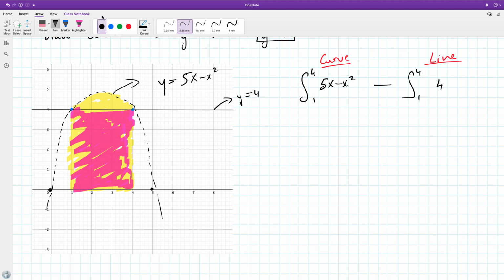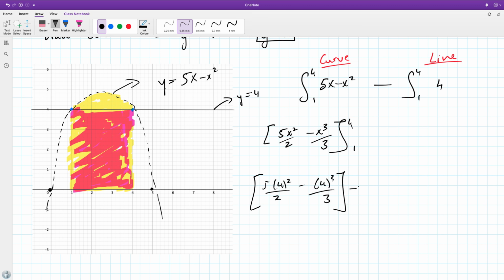Integrating my curve then, I get the integration of 5x squared over 2 minus x cubed over 3 between 4 and 1. That is 5 times 4 squared over 2 minus 4 cubed over 3, minus 5 times 1 squared over 2 minus 1 cubed over 3.